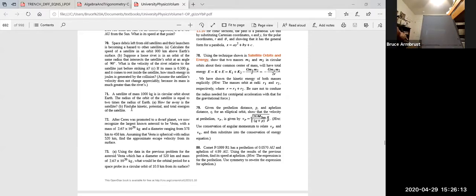Okay, so let me write this stuff down again. We got a mass of 1,000 kilograms. And we got the radius of orbit is twice the radius of Earth. All right, so we want to figure out how far away it is and then kinetic, potential, and total energies. All right, let's go back to the whiteboard. Okay, so we've got a mass of 1,000 kilograms, and there's the radius of our orbit.